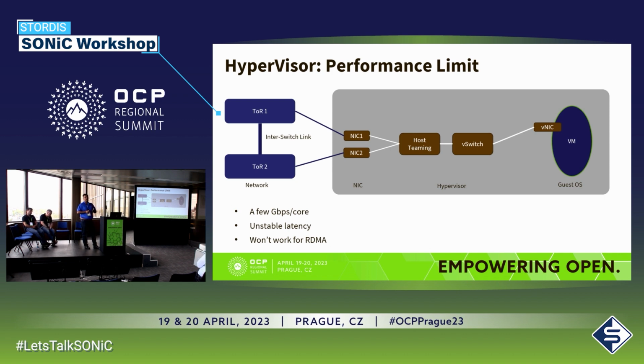But as we go on to 400 gigs and 800 gigs, the amount of resources you're going to spend on the x86 side is going to be super high. It's an expensive resource that they want to save. It also creates an unstable latency. And this really won't work for RDMA, which is the key use case that Microsoft, or any of the big hyperscalers, wants to deploy.